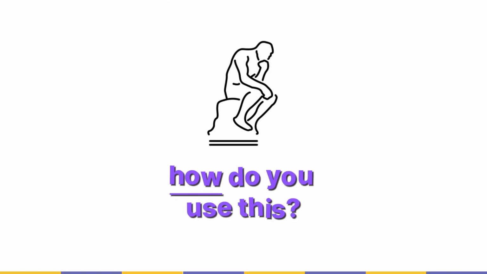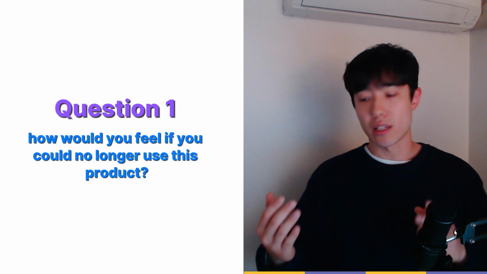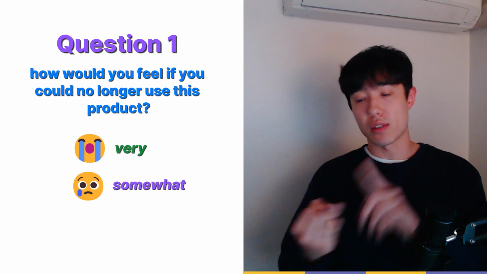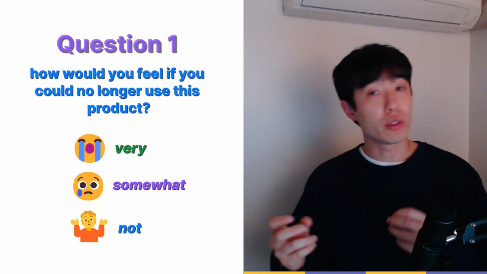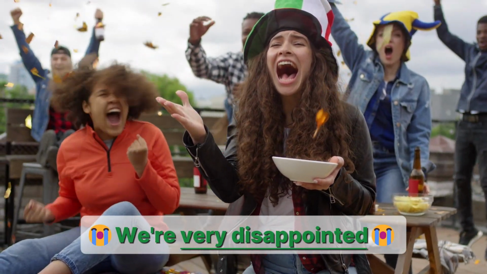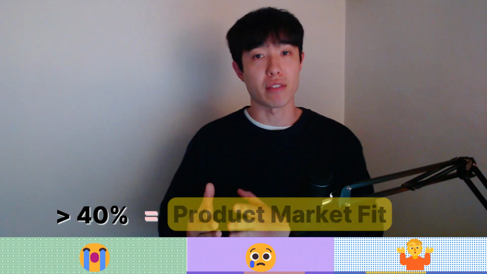So how do you use this? Well, it starts with asking your users 3 questions. The first one is a multiple choice question, and it is, how would you feel if you could no longer use this product? And they can respond very disappointed, somewhat disappointed, or not disappointed. And the key thing you're looking for here is the percentage of users who would be very disappointed if they couldn't use your product at all anymore. So these are your loyal customers, your raving fans. And the number you're looking for is 40 or more. That's going to be the cutoff between not having and having product market fit.